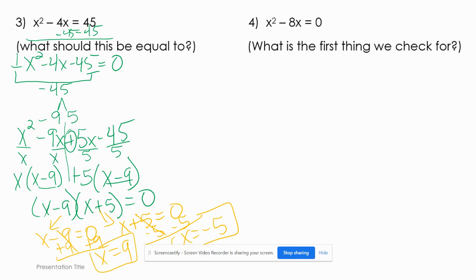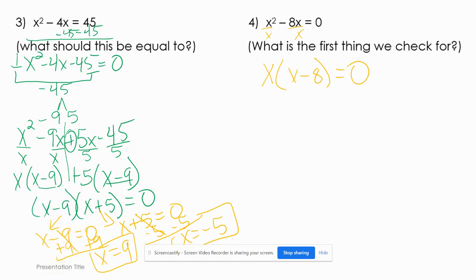Number 4. What's the first thing that we always check for, besides the fact that it's equal to 0, is we check for a GCF. And in standard form equal to 0, we do have a greatest common factor of x. That means we're dividing by x here, and we're left with x minus 8 is equal to 0.